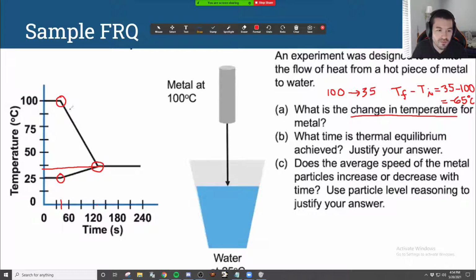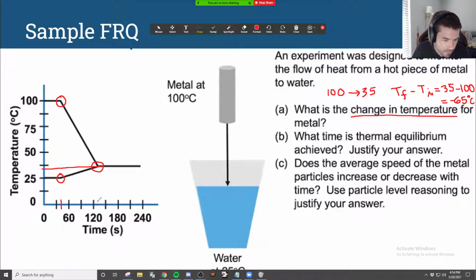We do know the metal has decreased, okay? This is the FRQ section. If you said the metal decreased by 65 degrees, you would get credit for that, because that word decrease is symbolic of that negative sign. But if you had no English and you just had numbers, you would want to have that negative sign included, okay? What time is thermal equilibrium achieved?